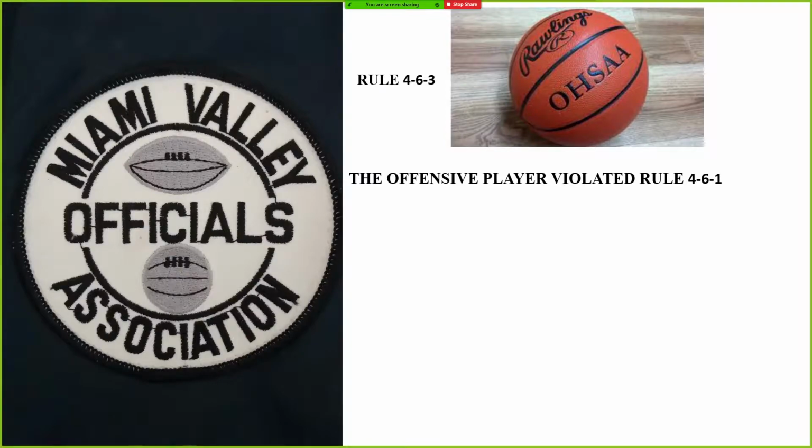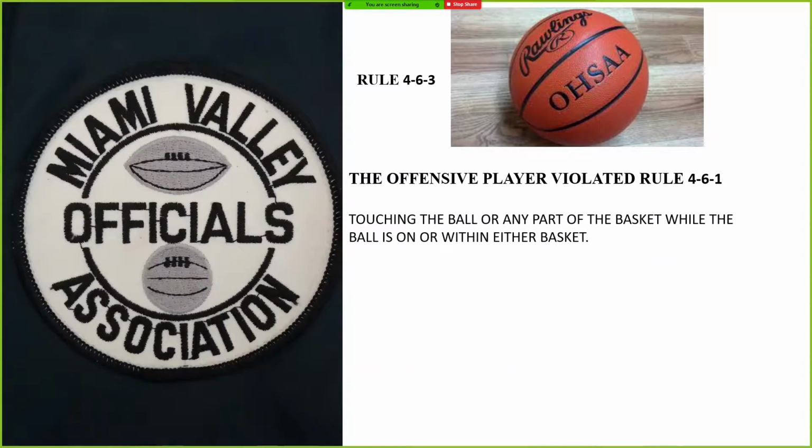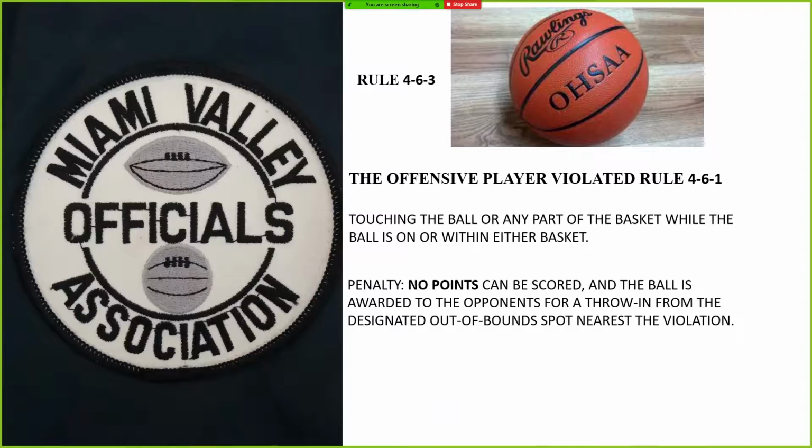The offensive player violated Rule 4-6-1 when he touched the ball while it was on the basket. The penalty: no points can be scored, and the ball is awarded to the opponents for a throw-in from the designated out-of-bounds spot nearest the violation.